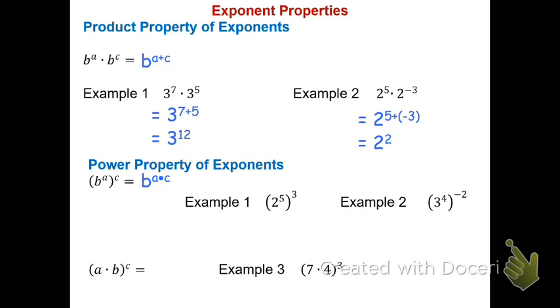So let's try this with a couple examples. If I'm taking 2 to the 5th and multiplying by another 2 to the 5th and multiplying by another 2 to the 5th, that's going to be 2 to the 5th plus 5 plus 5. That's going to be 3 groups of those 5s. So an easier way to do this is just to multiply. This becomes, multiply your exponents, 2 to the 5 times 3, or 2 to the 15th power.